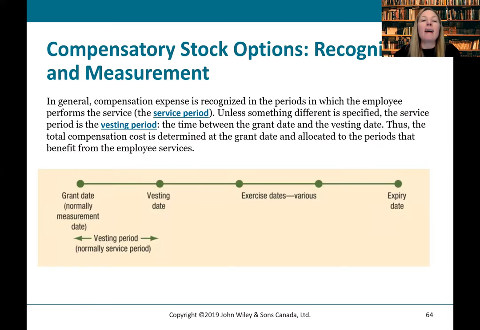So if we take a look at the compensation expense, it's going to be recognized in the periods in which the employee performs the service, which is going to be the vesting period between the grant date and the vesting date. Thus, the total compensation cost is determined at the grant date and allocated to the periods that benefit from the employee service. So you can see in this chart here, we've got the grant date when the options are granted. We've got some sort of a vesting date. Usually they're not exercisable immediately. And then you've got your exercise dates, which could be a period of time. And then at some point, the option is going to expire. So when we recognize the expense related to the option through the income statement, we're going to need it to benefit all the periods that the employee could benefit from that option.